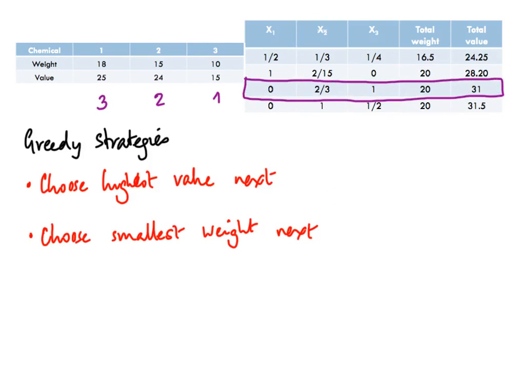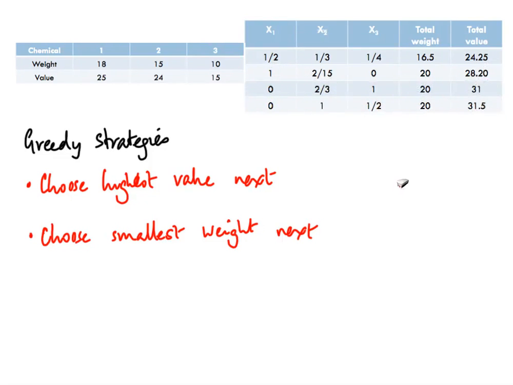So what we see is that choosing only value or only weight as our criterion for picking the next item is not going to help us achieve an optimal solution, because we've already seen in this limited space of solutions that these two are not optimal. So it turns out that the correct thing to do is to combine this.